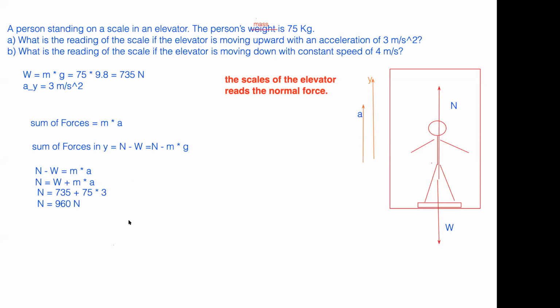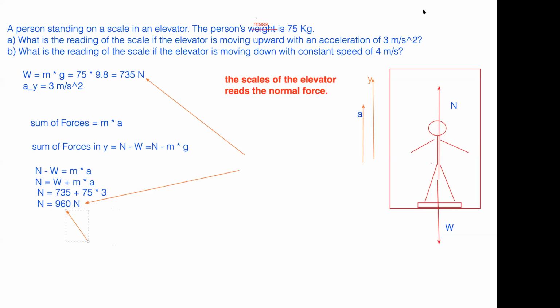So this shows that the normal force is not always equal to the weight. And this is why in an elevator, when you go up, you feel like something's pressing down on you, or you feel heavier. That's because the normal force isn't equal to the weight. It's also taking into account the acceleration of the elevator. We can notice that by comparing this value and this value right here. The person on the scale will see 960, but the weight of that person is 735.